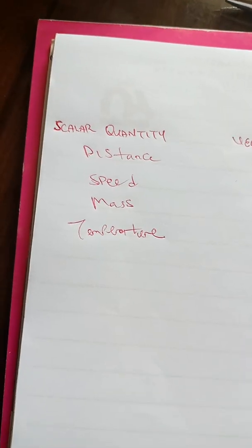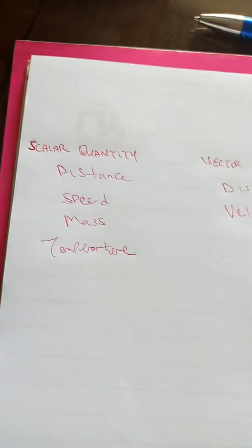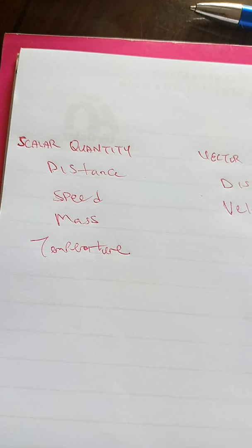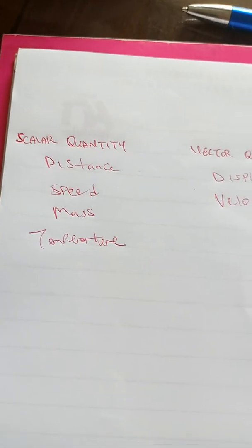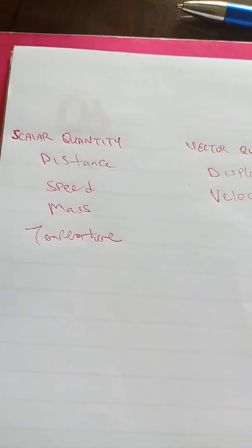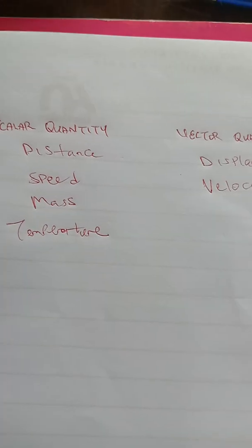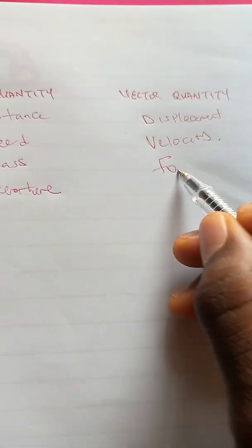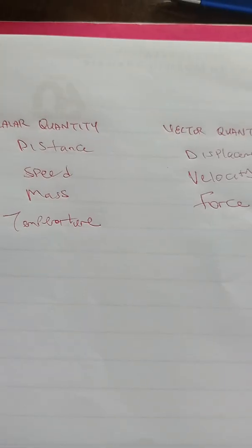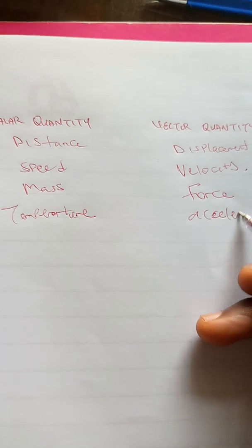Then let me look at one more example. A force. A force is a vector quantity because you can move an object in any direction. When you talk about force, it deals with mass and acceleration. The mass is the magnitude there, and the acceleration is the direction towards which the object travels. So a force is also a vector quantity. Same thing as acceleration. Acceleration is also a vector quantity because it has both magnitude and direction.